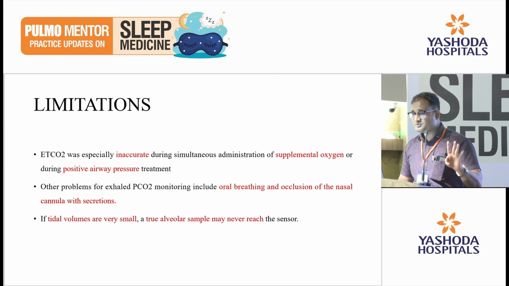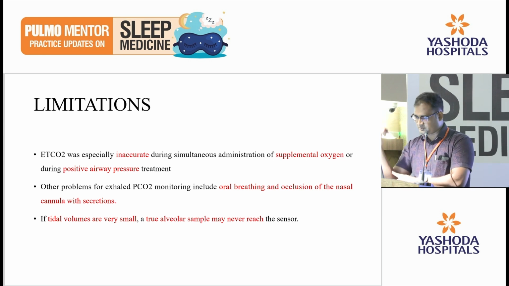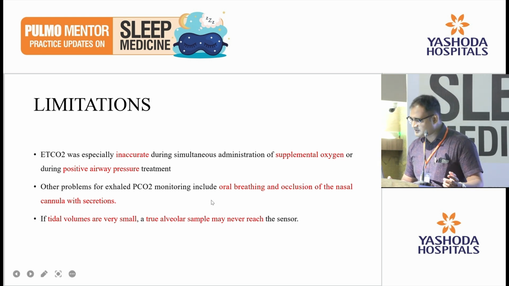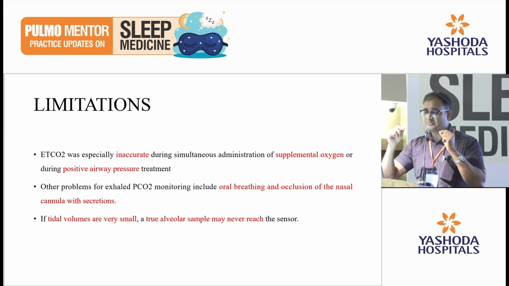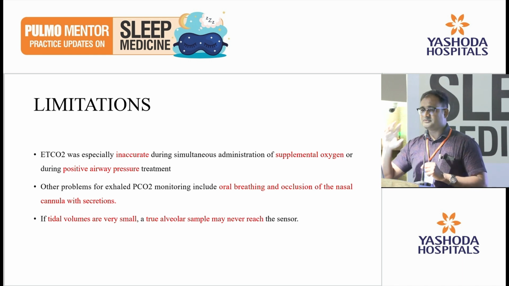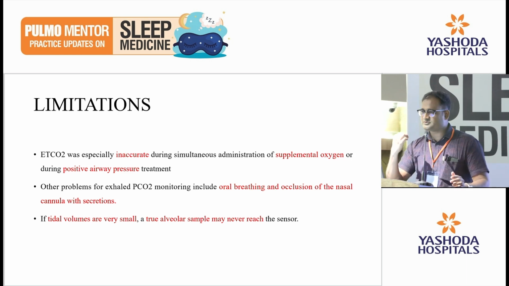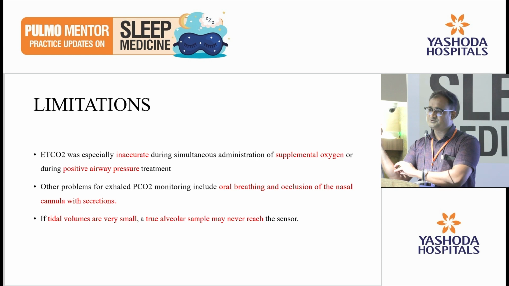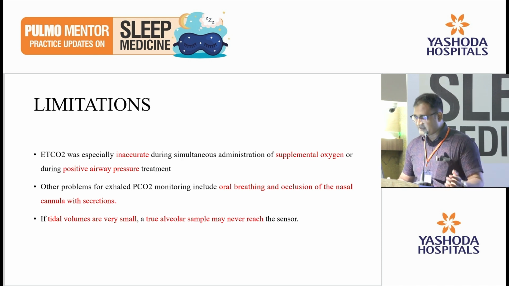Then coming to ETCO2 measurement, it can be detected by your ETCO2 or transcutaneous CO2. So ETCO2 has certain limitations. It is inaccurate when supplemental oxygen or positive airway pressure is applied, because ETCO2 you have to attach with your nasal cannula. So you cannot use ETCO2 during titration, because in titration you are attaching a mask to the patient. At that point of time, you have to use your transcutaneous CO2. The other problems are that in oral breathing or occlusion of the nasal cannula by secretion, you cannot detect your ETCO2. If the tidal volume is small, a true alveolar sample may not reach the sensor. That is, in a diseased lung, you cannot use your ETCO2.